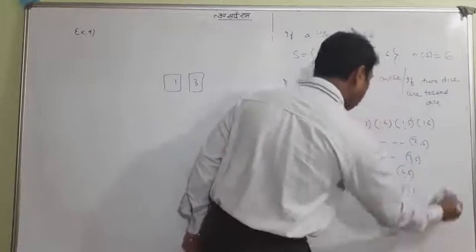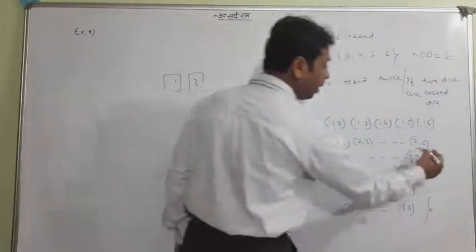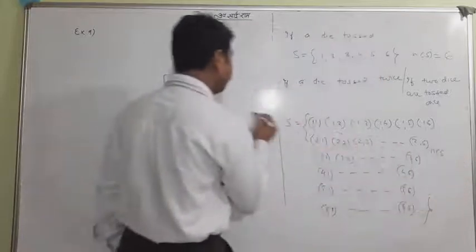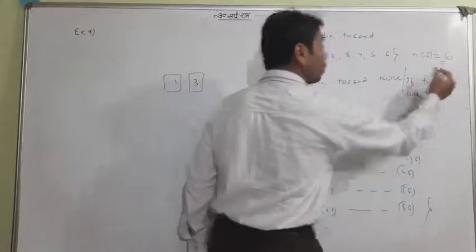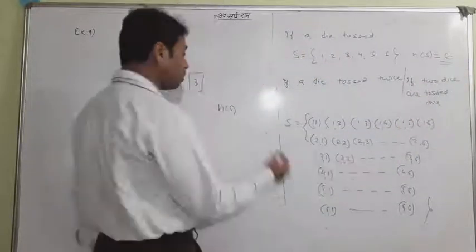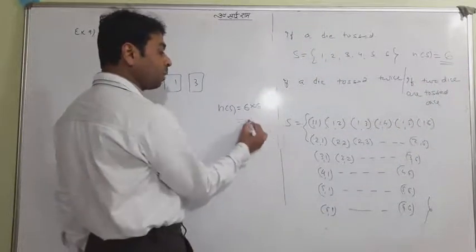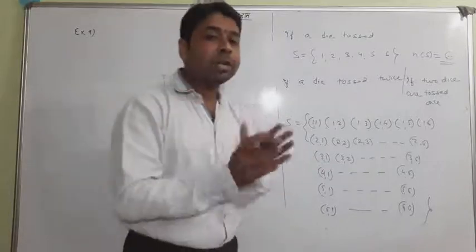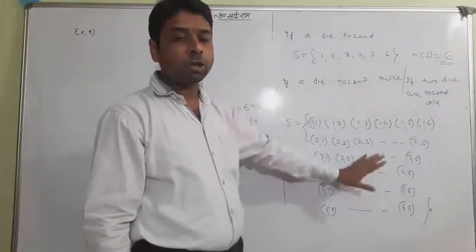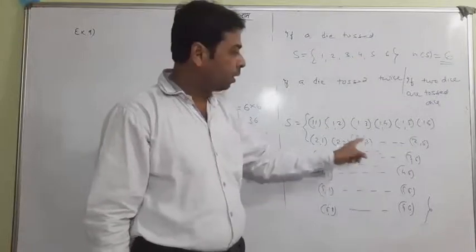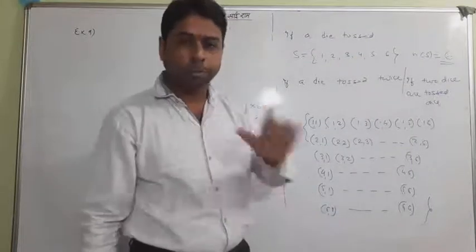If you count all these elements, n of S will be, what do you think? It was only 6 elements when a die was tossed once. When a die is tossed 2 times, n of S will be 6 into 6, meaning 36 elements. So please remember, when a die is tossed once, these elements will come. When a die is tossed twice or 2 dice are tossed once, these elements will come. You have to remember, students.